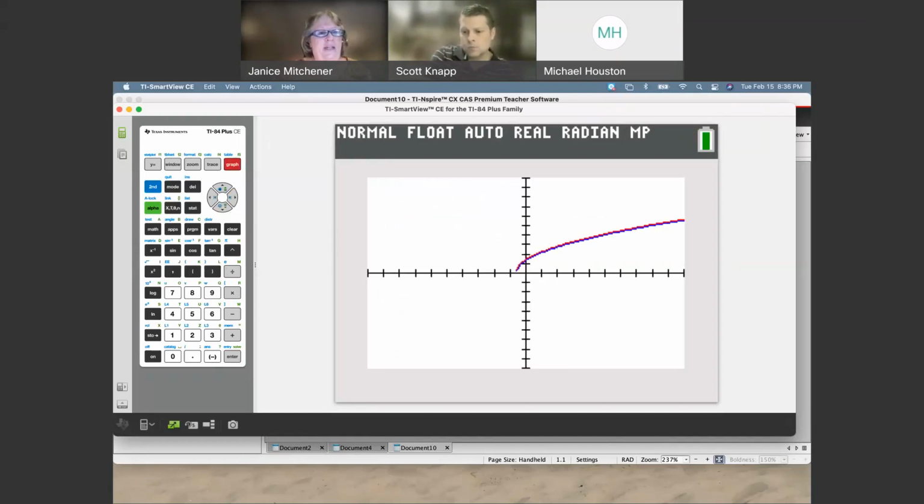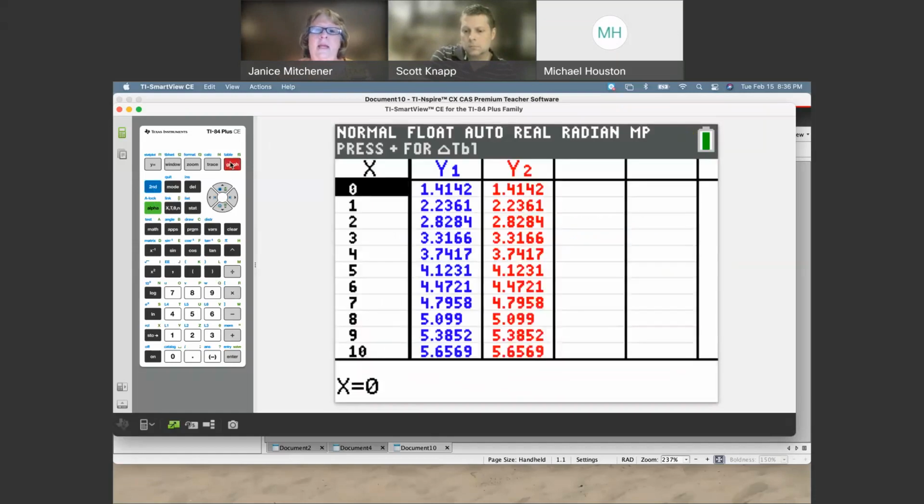So let's go to table. And this was probably my favorite feature. Scott mentioned this earlier, that on the 84, you can see all your data right here. If I go back to my graph, we can see these two are showing up the same. Whoops, I went to table.